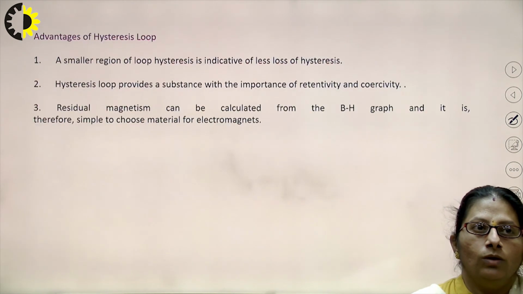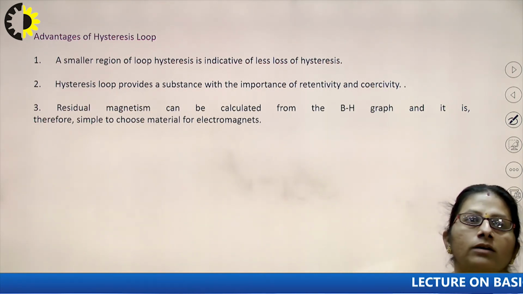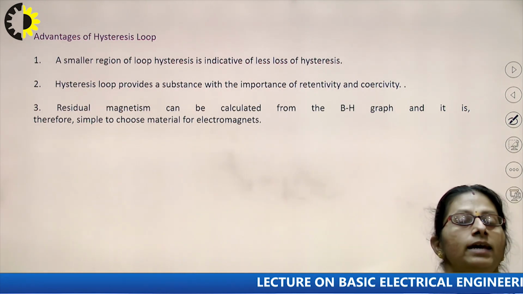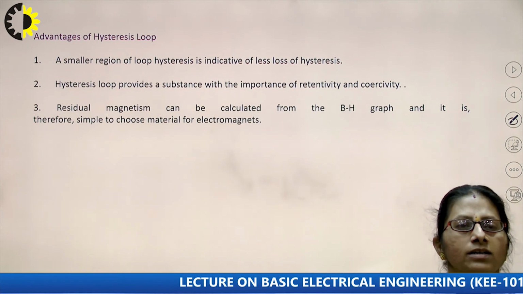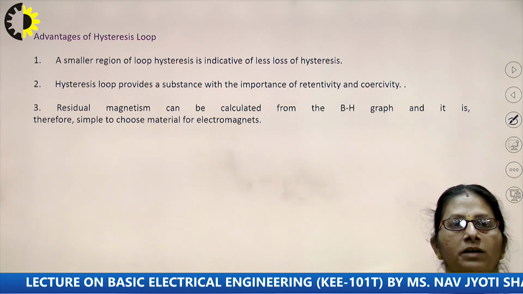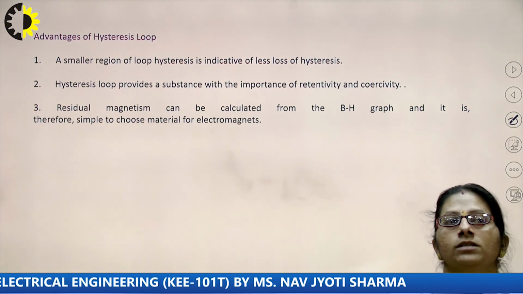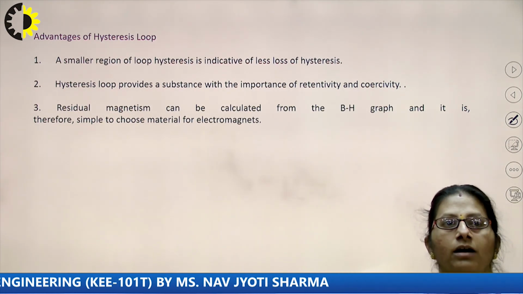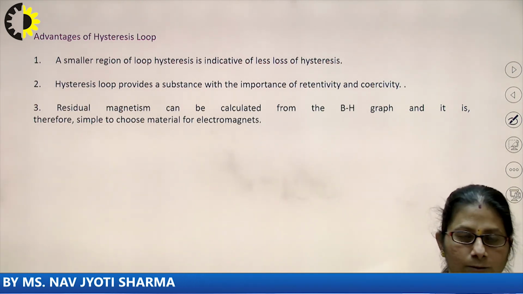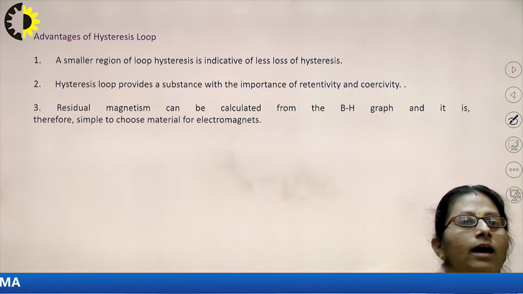Now, what are the advantages of having this hysteresis loop? The smaller region of the hysteresis loop is indicative of less hysteresis loss. Why? Because the area of the hysteresis loop gives us the energy lost in the magnetization and demagnetization process of the material for which the core is made. So a smaller area of the loop shows less hysteresis loss. The hysteresis loop also shows the importance of retentivity and coercivity of a substance.